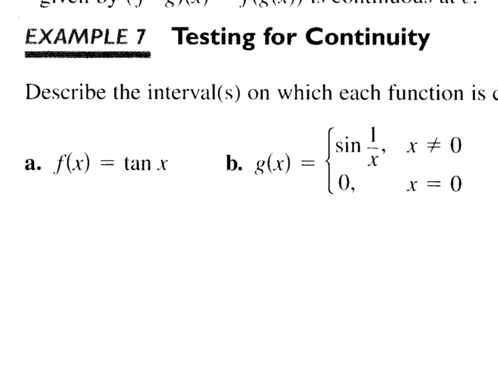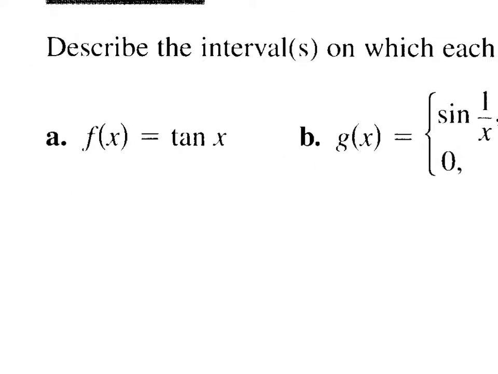So we can look at these and determine where they are continuous. So for A, tangent of x. Where is tangent of x continuous? On its domain. So what is the domain of tangent? x cannot equal pi over 2, negative pi over 2, 3 pi over 2, negative 3 pi over 2.